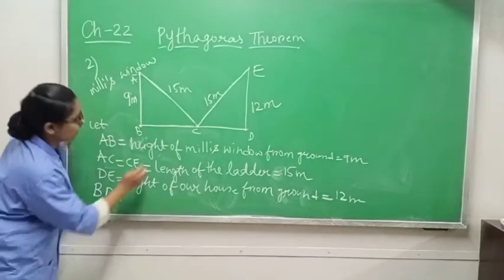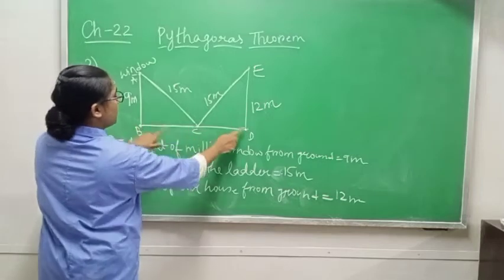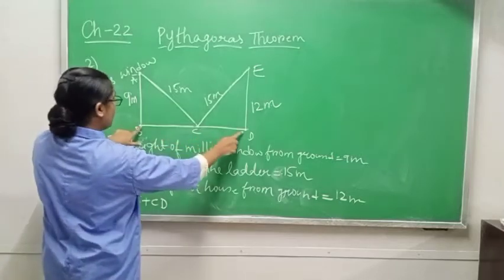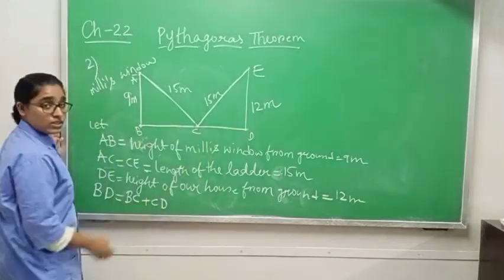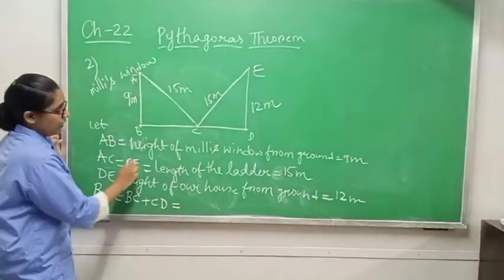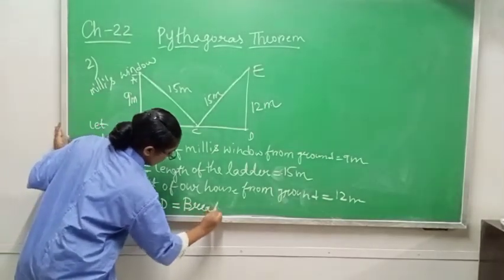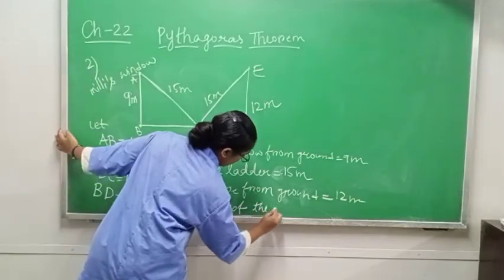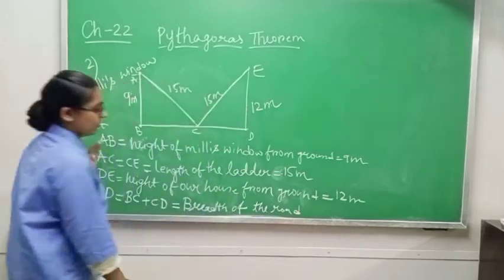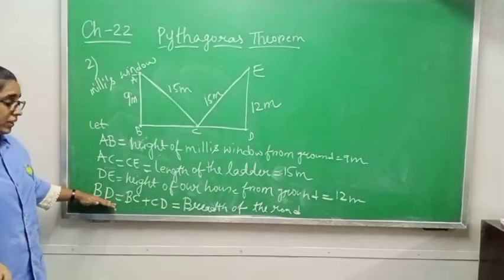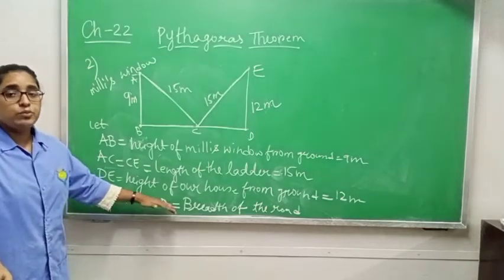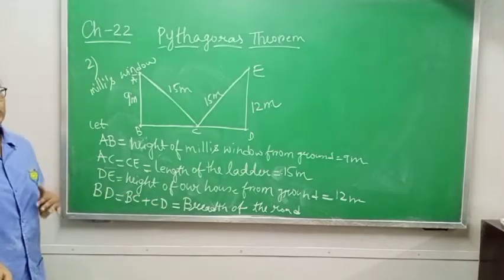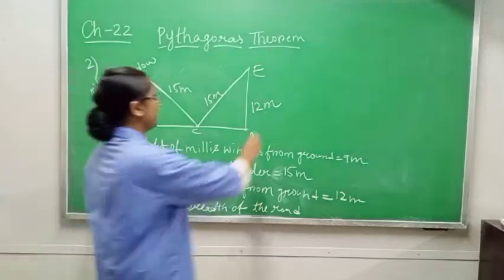is made up of BC plus CD, you can see. So BD is made up of BC plus CD. That is the breadth of the road, and we have to find this. For finding BD, we have to find BC and CD. If we find BC and CD, we can add them and say that the breadth of the road is this much. Now, how will we find this one?